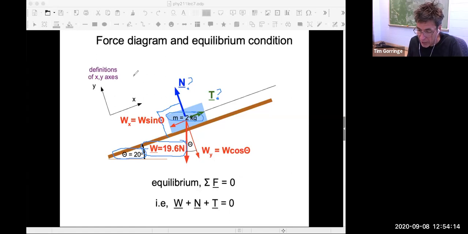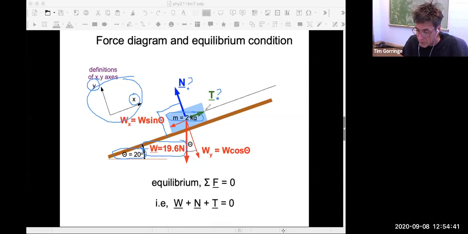That's what I've done over here. I've called the direction up the incline the X direction. I called the direction perpendicular to the incline the Y direction. And the way we solve this problem mathematically is to resolve these forces into components, along the incline and perpendicular to the incline.